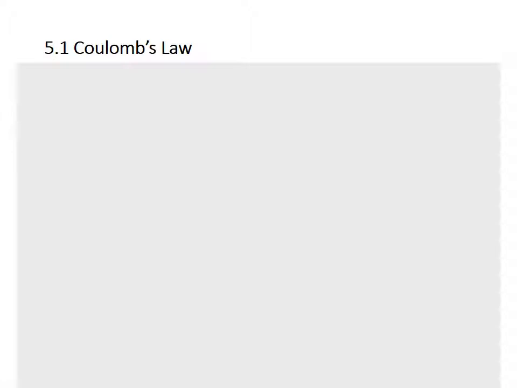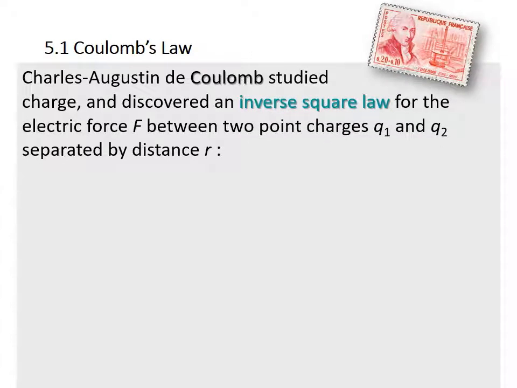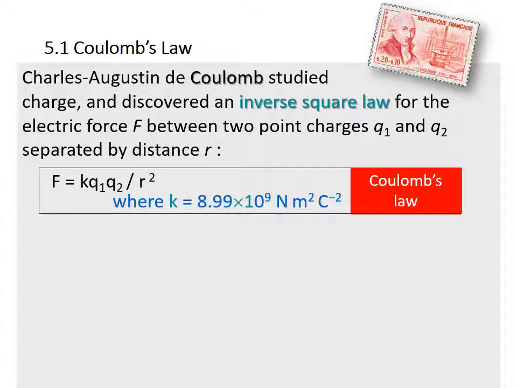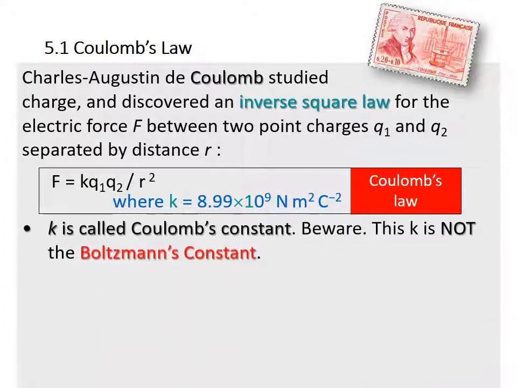So no discussion of charges is complete without referencing Charles Augustin de Coulomb. He studied charges and discovered this inverse square law for the electric force F between 2 point charges Q1 and Q2, separated by some distance r. Remember that r is the distance between their centers. And he gave us this equation. It looks a lot like the universal gravitation law.